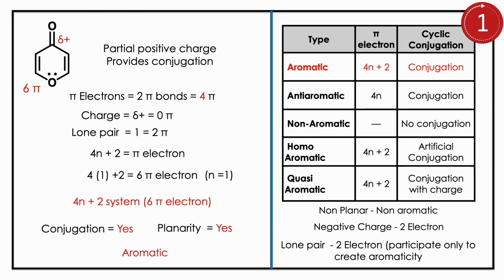The trick is the carbonyl. Carbonyl has a partial positive charge, so it has the possibility of delocalization as well as conjugation. So if you go by the normal pathway, 2 pi bonds mean 4 pi electrons, charge is not there, so 0. Lone pair 1 is there, so 2 pi. So it is a 4n plus 2 system with 6 electrons where n equals 1. It definitely has conjugation and planarity. So the given compound is aromatic.